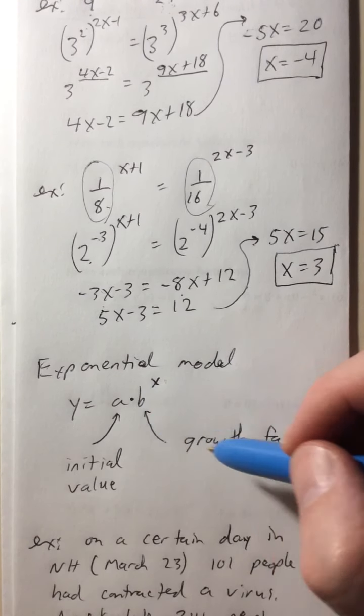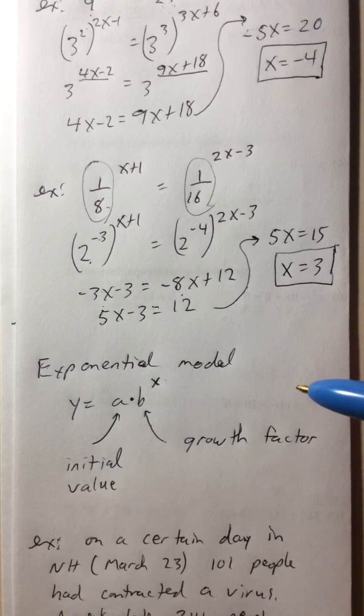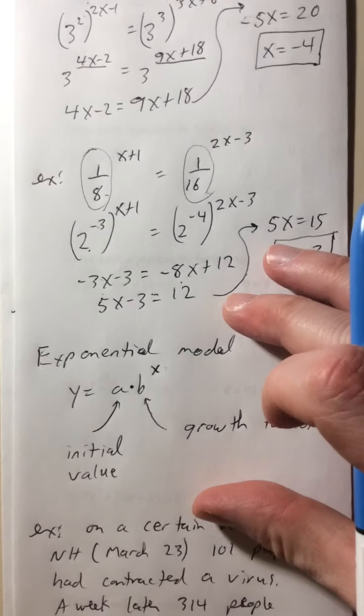And this is our growth factor. And our growth factor is related to how quickly something is growing or actually decaying. Some things actually don't grow exponentially, but they decay exponentially, like perhaps the value of a vehicle or something like that. It starts off high and gradually gets lower and lower and lower. So let's take a look here.